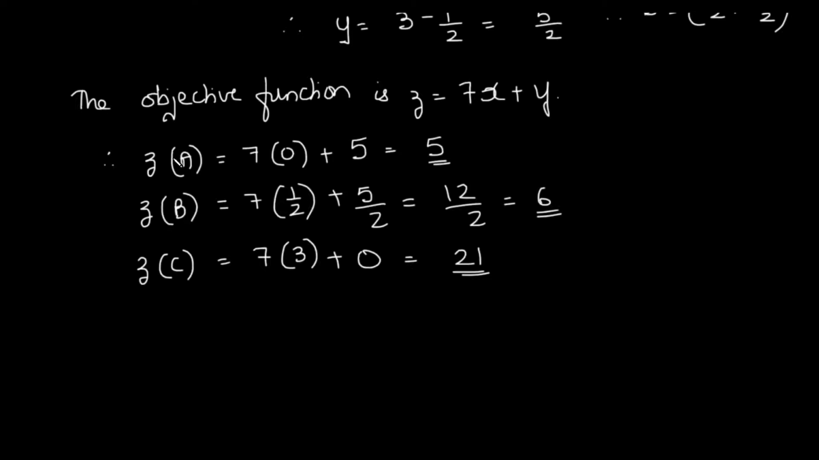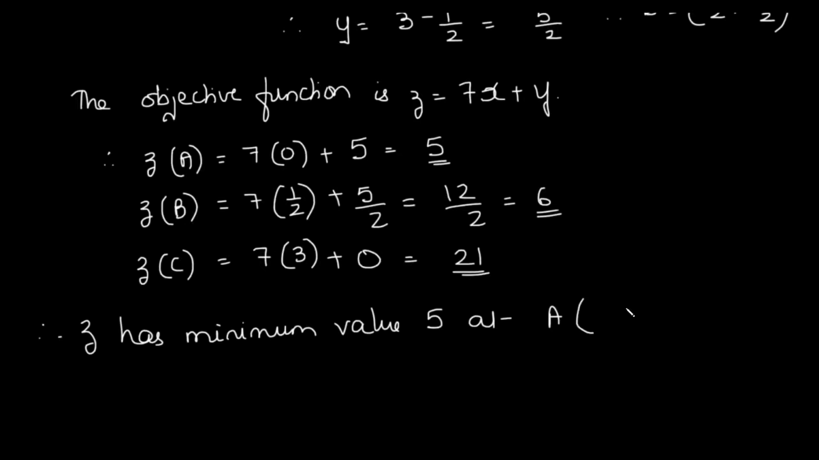Now remember, it's a minimization problem. We have to minimize the solution, and therefore Z has the minimum value at A actually. So we conclude over here, therefore Z has minimum value 5 at A, which has the coordinates 0 and 5. So this is our solution.